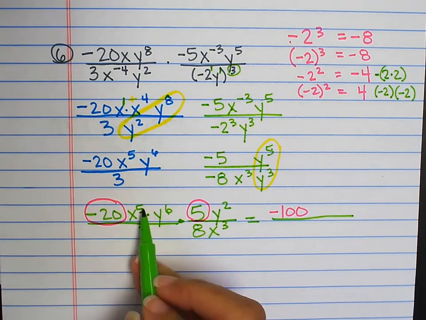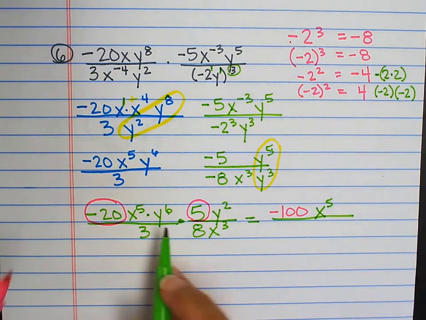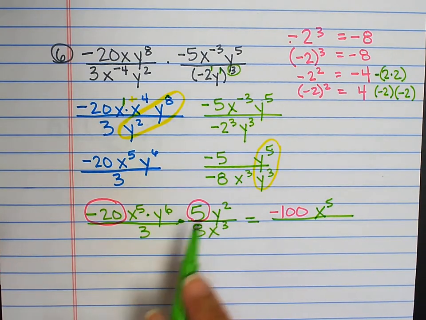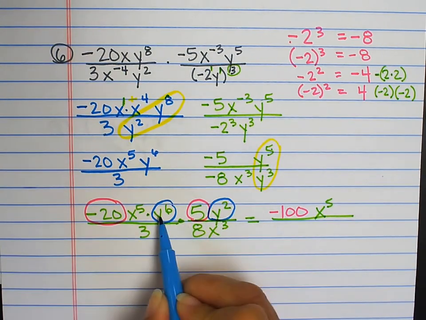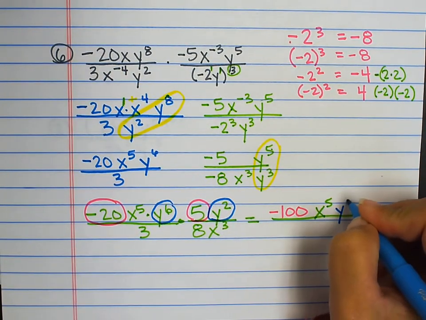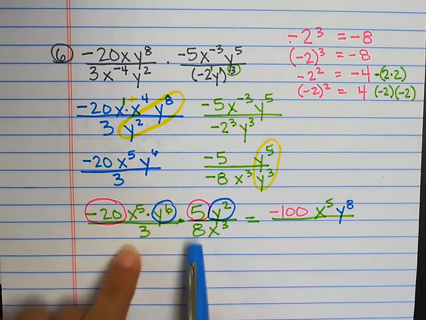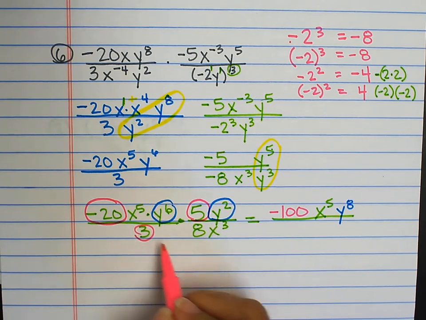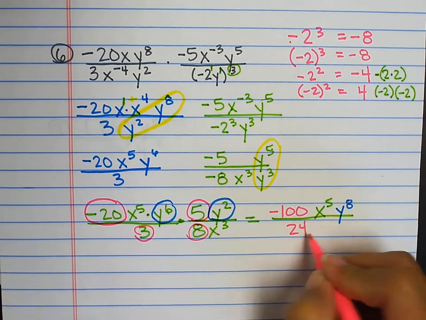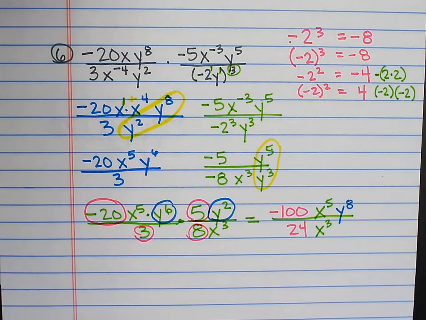I have this x to the fifth that I'm going to go ahead and move over. And then I have y to the sixth times y squared. This is multiplying powers with the same base, so I'm going to add the exponents. 6 plus 2 is 8. On the bottom, I'm going to do the same thing. So let me multiply 3 times 8 to get 24. And x to the third did not have anything to combine with.